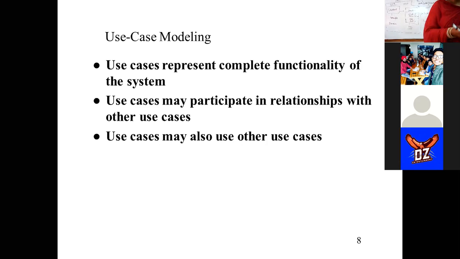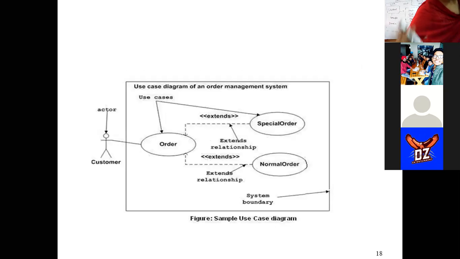So while doing use case modeling, we should know that it describes the functionality of the system, how the system is going to function. That will be a totally dynamic kind of performance we need. Use cases may participate in a relationship with other use cases, so different use cases can interact or relate with each other. A use case may also use other use cases.